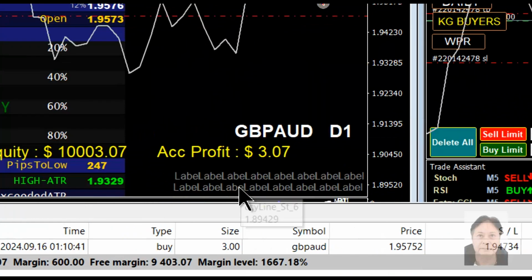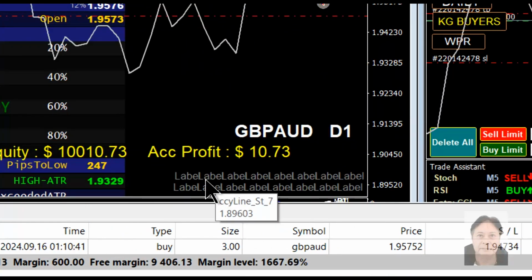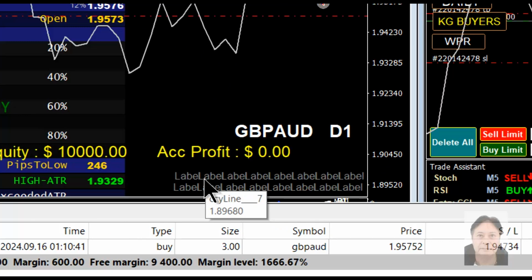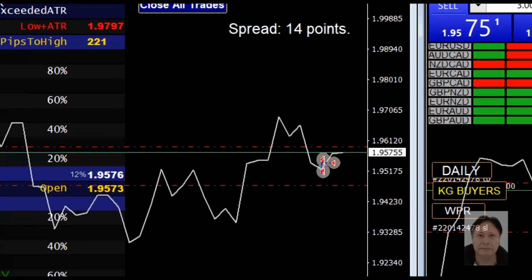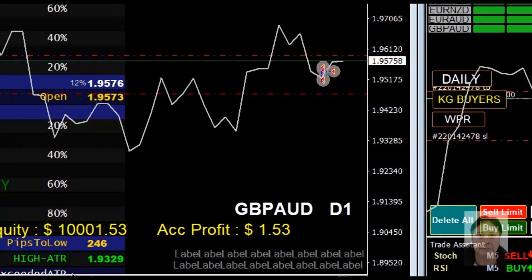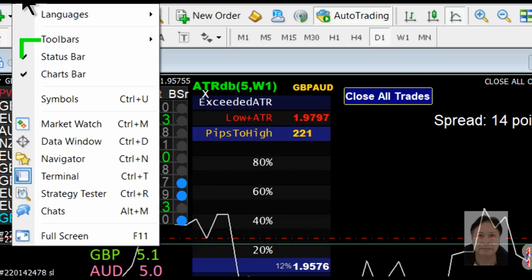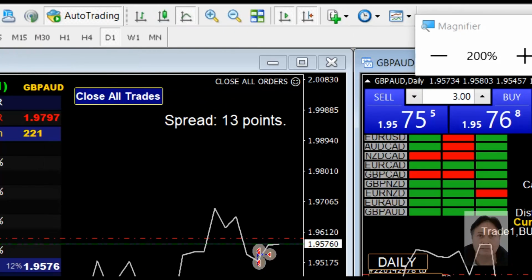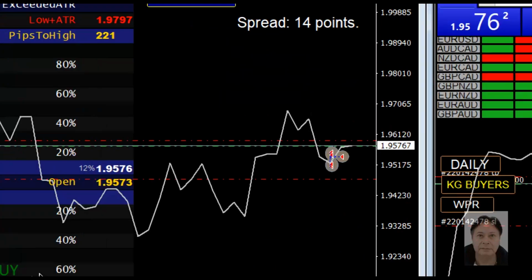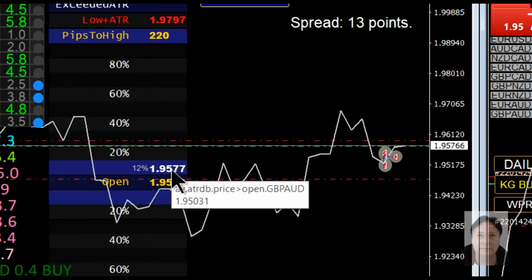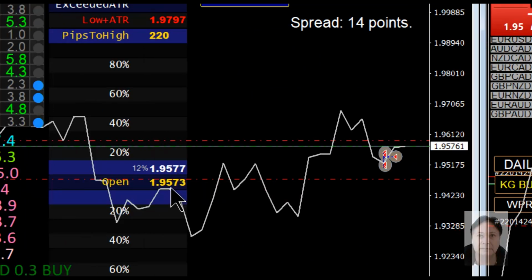But oh look, we're in profit. 14 points. Okay, right, let's close that down. View, Terminal. And let's have a look. Yeah, look, it's gone above now. It's gone above there again. It's gone above the open price.